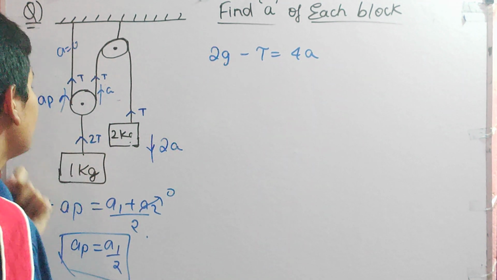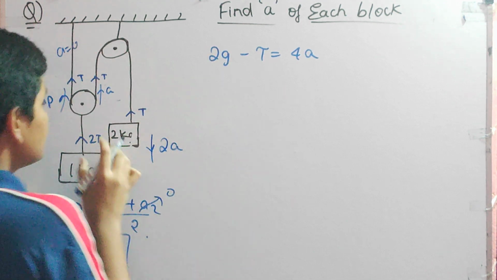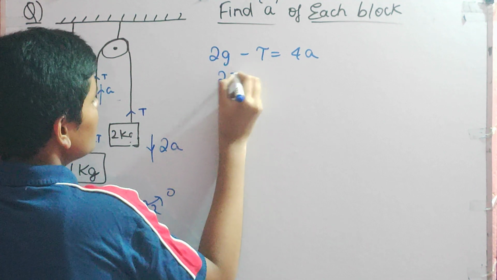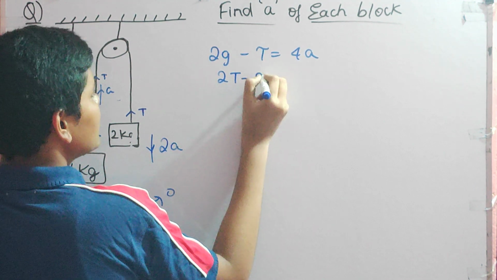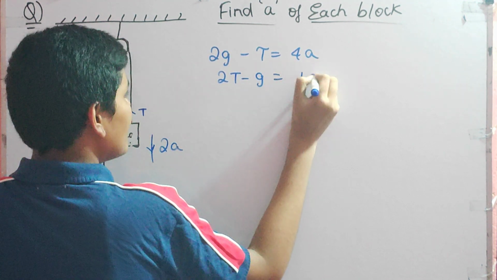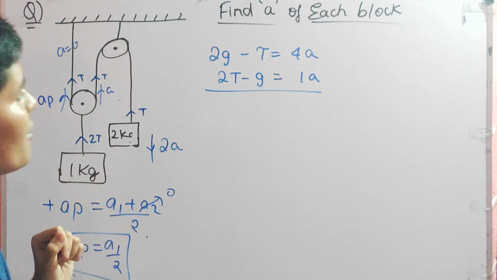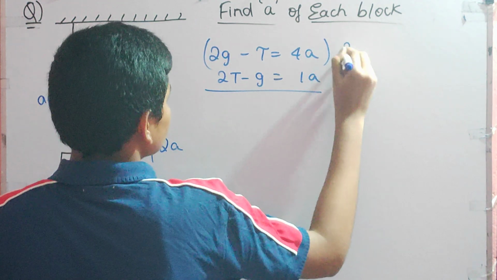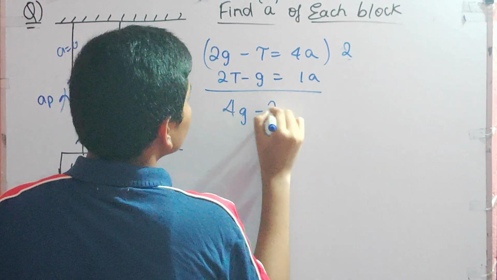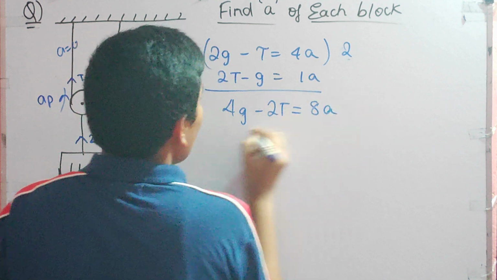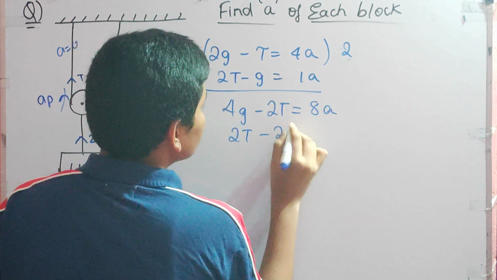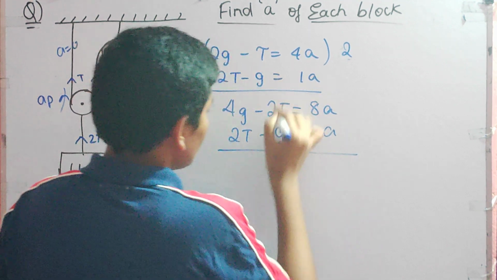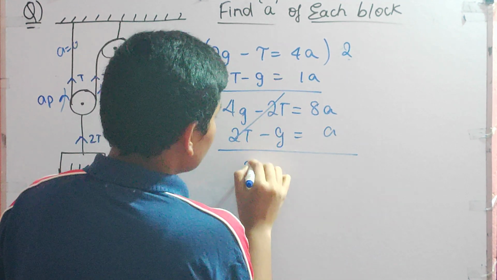And similarly over here, it is 1g. Because the pulley moves up, this block will also move up. So here also 2T minus g is equal to 1a. Now again what we have to do here is multiply equation 1 by 2. So what you get is 4g minus 2T is equal to 8a, and 2T minus g is equal to a. This 2T gets cancelled.